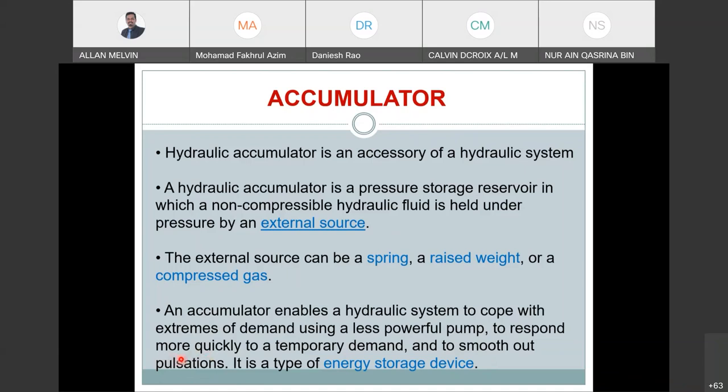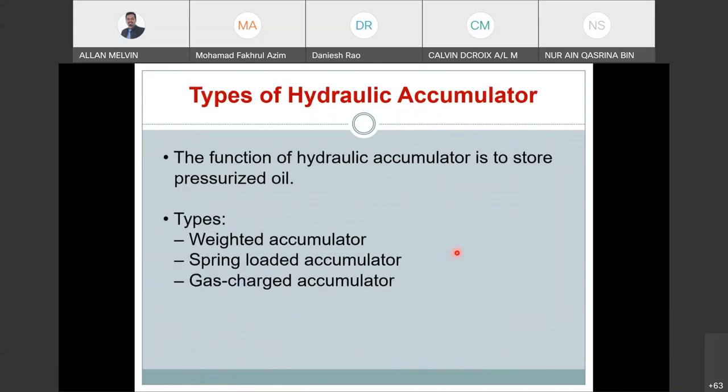Sudden shortage of supply will cause a pulsation. So you want to smooth it out, and you immediately need to send supply as a temporary demand. So an accumulator is actually a type of energy storage device which stores the pressure or the hydraulic energy. So that's the function of an accumulator.